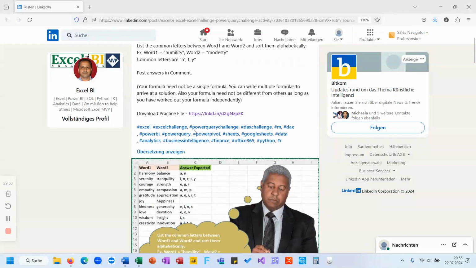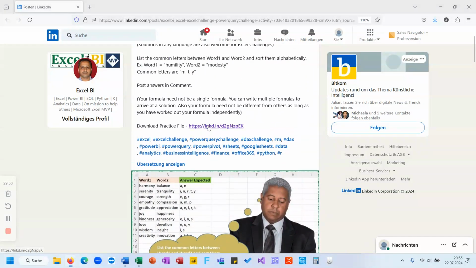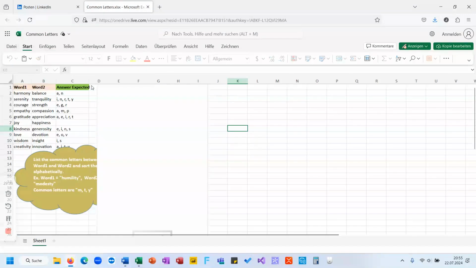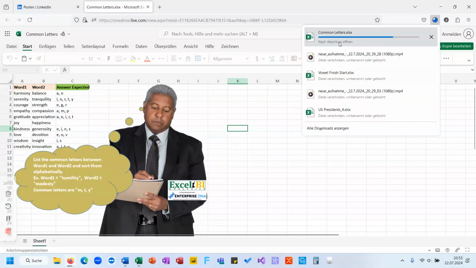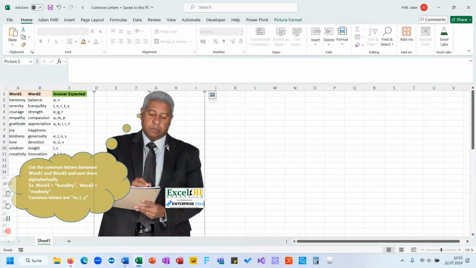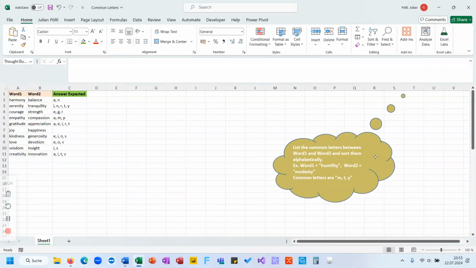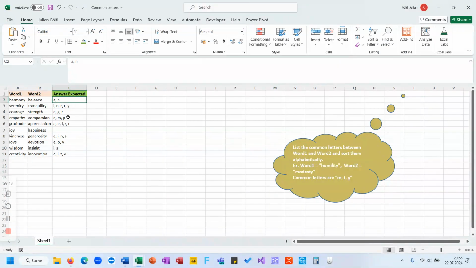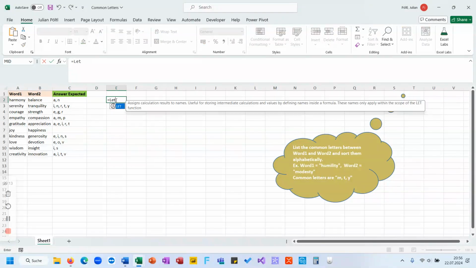Today something about common letters between two words. Let's take a look. If it will download, then we could take a look. So there it is. We need to list the common letters between those two words, sort them alphabetically, and concat them with a comma in between. That's an easy one.